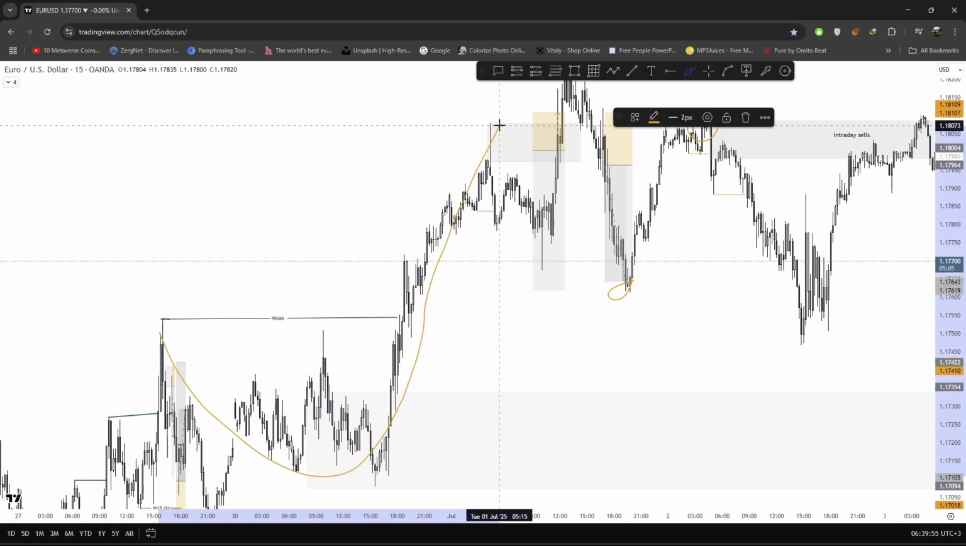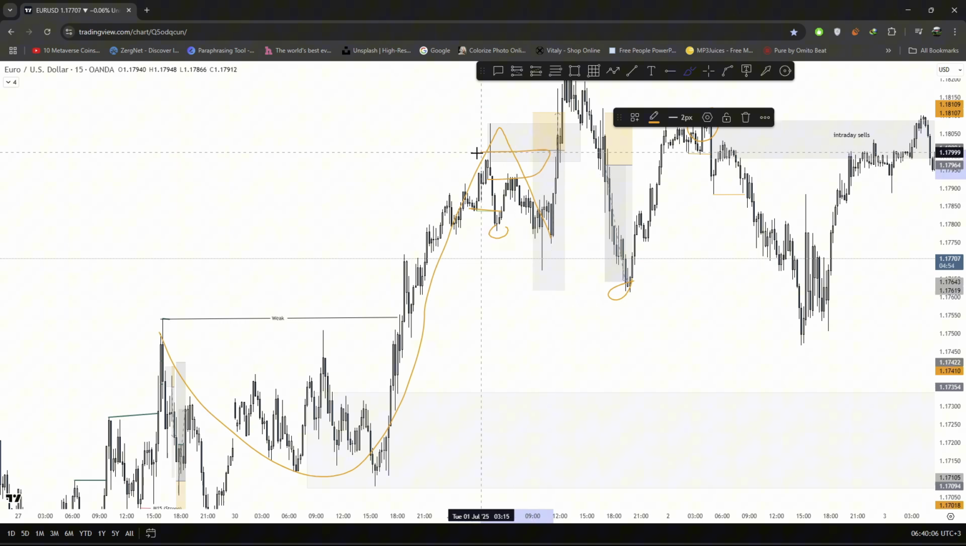We did get a nice break of structure. So then after that break of structure, we do anticipate a swing pullback. So then we're looking to catch that swing pullback. We did get price changing character right there, and then price came back right into that supply zone, and we wanted to short that supply.